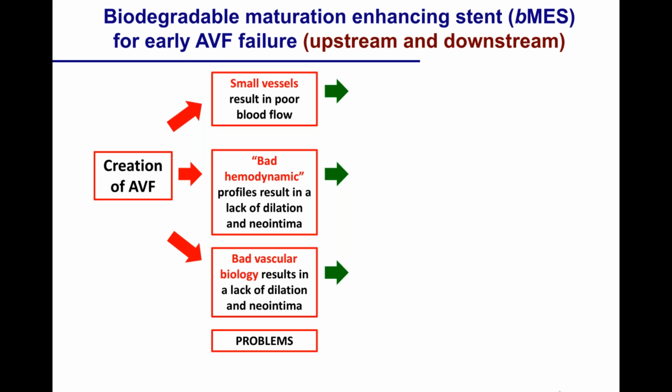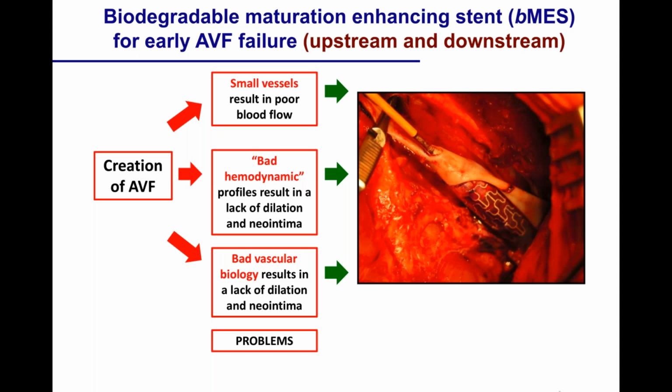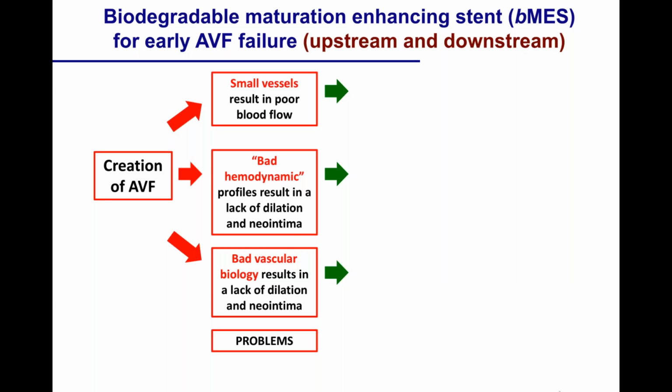So then the next question was, is there a device or a drug that can target all 3 of these pathways? And the device that we came up with was really a biodegradable stent made out of magnesium that was placed in the fistula right at the time of fistula creation, as shown here in a pig.